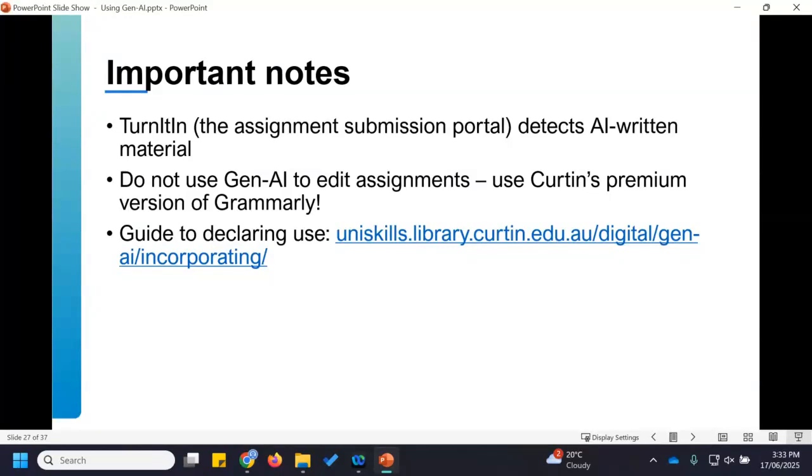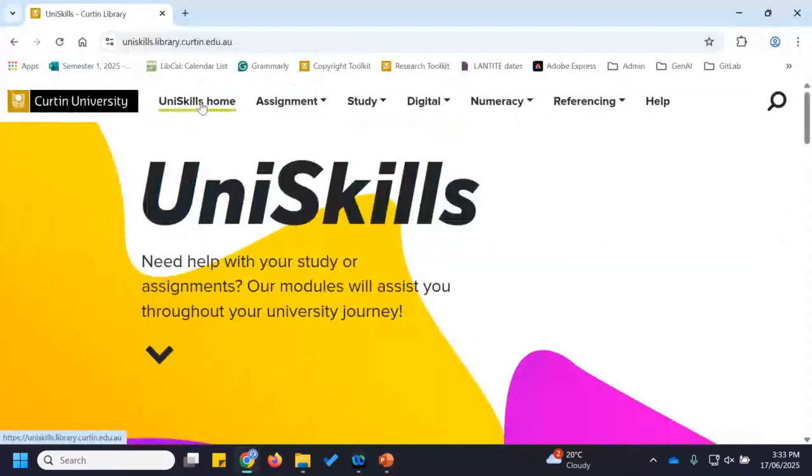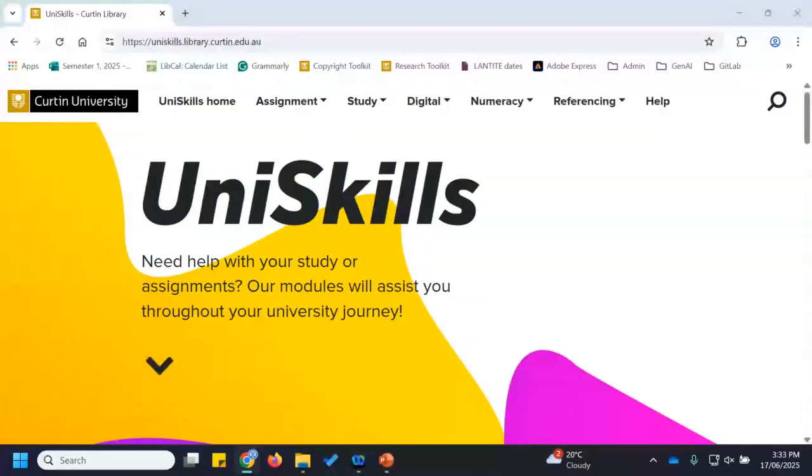Oh, the referencing and digital tabs. No. Okay, so they are in Uni Skills. So they're not in Oasis themselves. There should be a link to Uni Skills in Oasis, but Uni Skills is a separate website. Hang on, I'll put the link in the chat. There we go. So this is our Uni Skills website, and the referencing and the digital tabs will have your GenAI information.